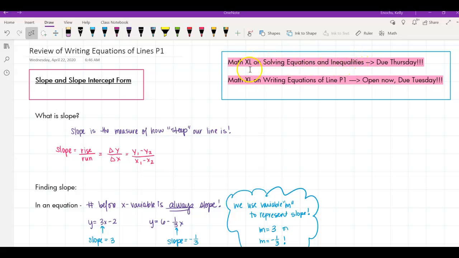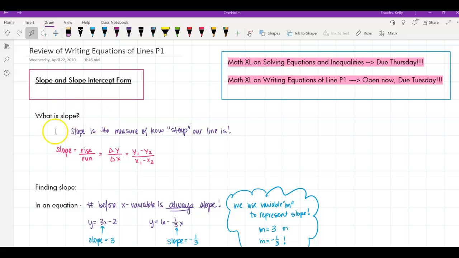All right, today is writing equations of lines part 1. There is a new Math Excel open now if you want to do it, but it's not actually due on this particular set of notes until Tuesday. And then we'll start a new section on Friday. Okay, so let's talk about slope and slope-intercept form.